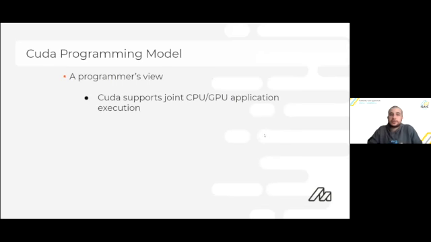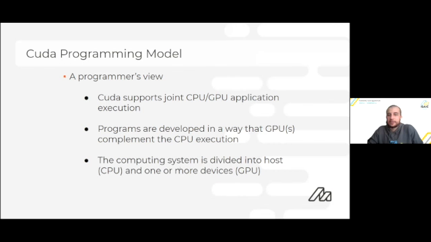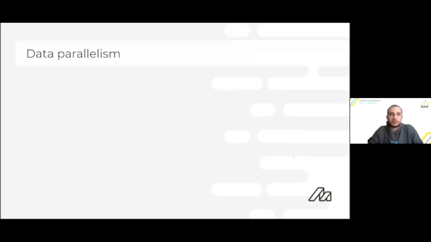So from the programmer's view, after using CUDA, we are going to support both CPU and GPU execution through our CUDA application. So the developer can use a single GPU or multiple GPUs, and can allocate and use the memory of the GPUs, and also allocate data into the memory of the CPU and execute code on both of them. As we said, the system is divided into the host, which is the CPU, and one or more devices, which are referred to as the GPUs or graphical processing units in the system.